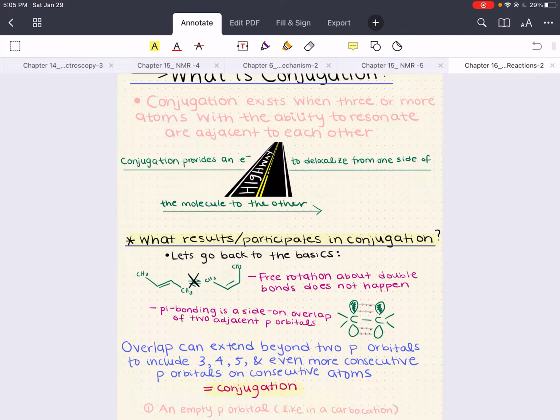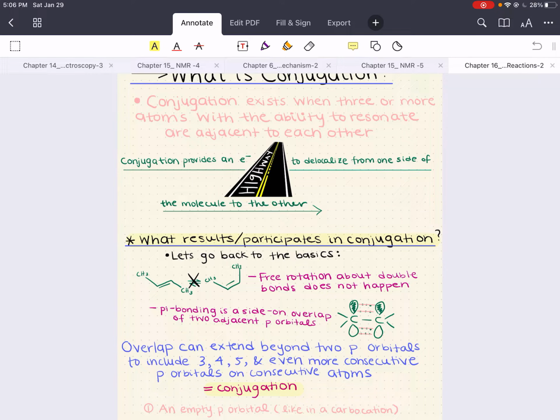But when we have a double bond, what forms and participates in this double bond are sp2 hybridized orbitals and a p orbital. Why is this so important? This is important because these p orbitals provide a highway for delocalized electrons to move around in a molecule. This overlap of p orbitals can extend to larger and larger p orbital systems.